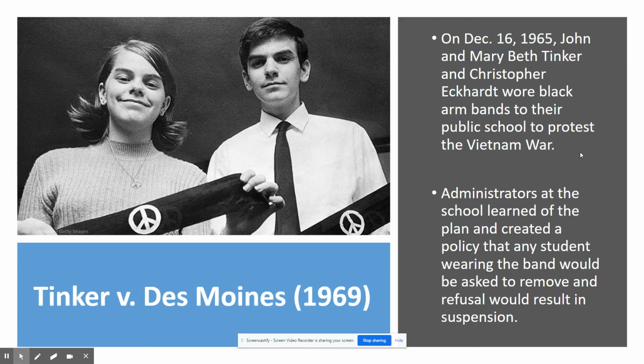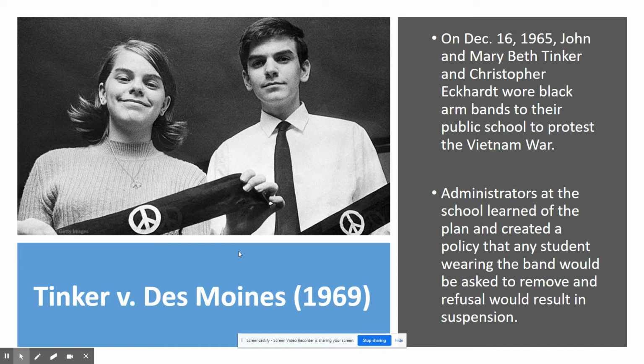So on December 16th, 1965, John and Mary Beth Tinker and Christopher Eckert are going to wear armbands to school to protest the Vietnam War. So they're wearing these armbands, as shown in the picture right here, to protest the Vietnam War. So this is in their public school system.